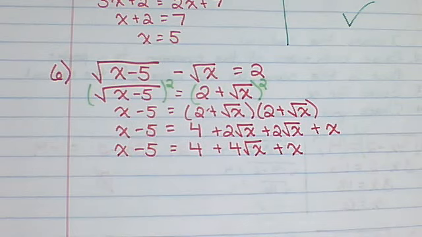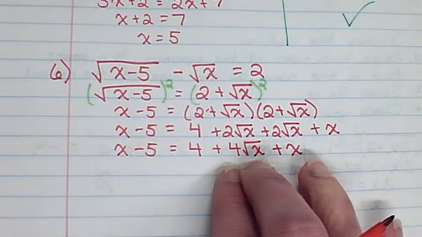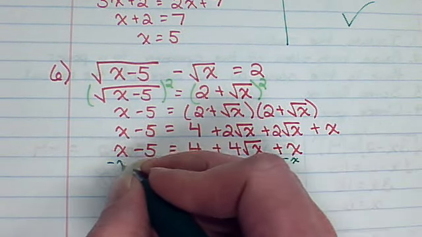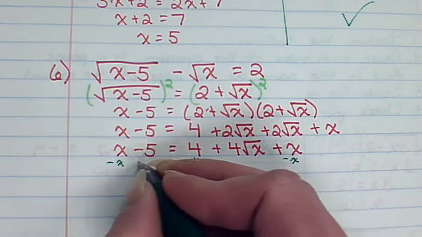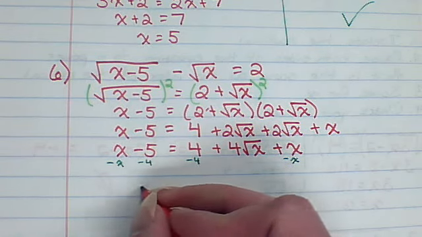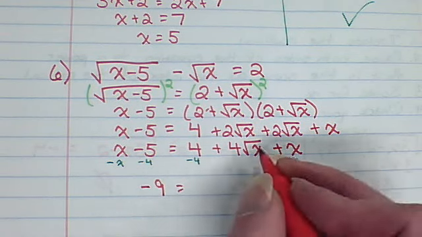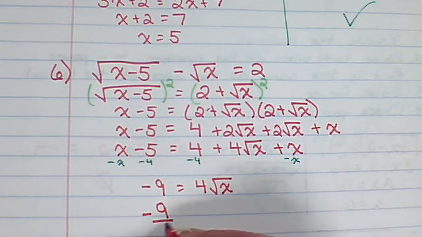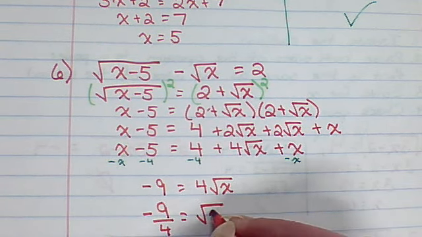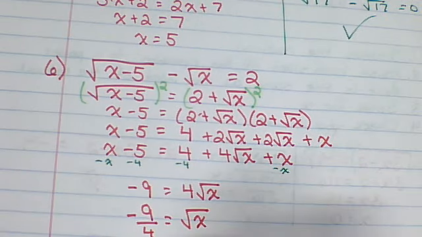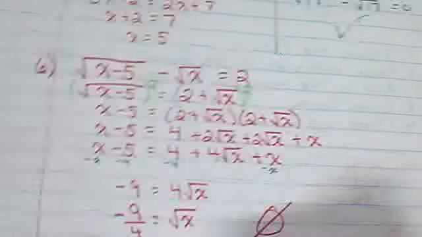I want to isolate my radical. So let's leave this here, and how about if we subtract the x and then let's subtract the 4. Okay, so let's see what we have left. Ooh, those x's canceled out. That's nice. I have negative 9 equals 4 square root of x. Negative 9 divided by 4 equals the square root of x, uh-oh. Can a square root be negative? No. No solution.